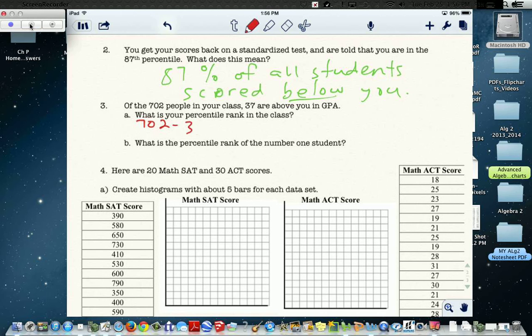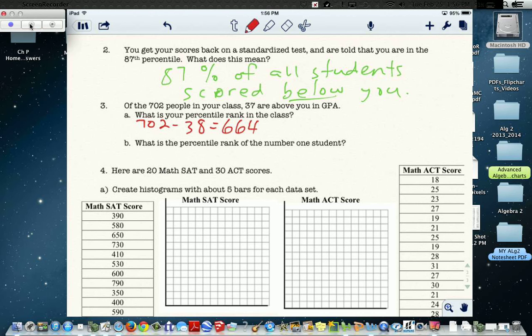because I'm taking away the 37 people that are above you, and I'm going to remove the person that you are, right? So you're the 38th person. So if you do 702 minus 38 on a calculator, you're going to get 664. So that means there are 664 people.